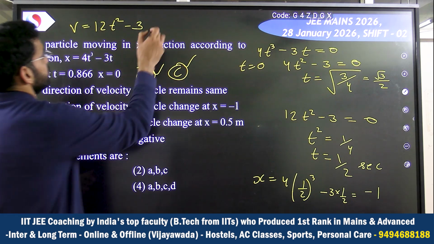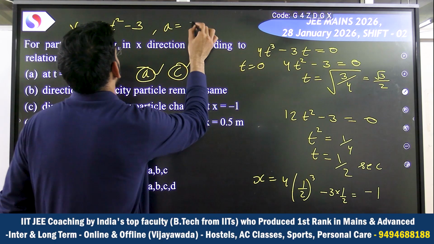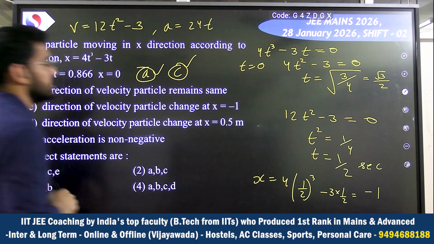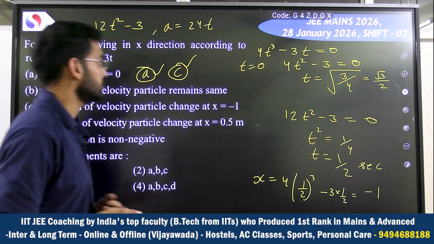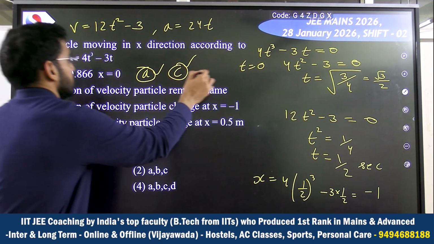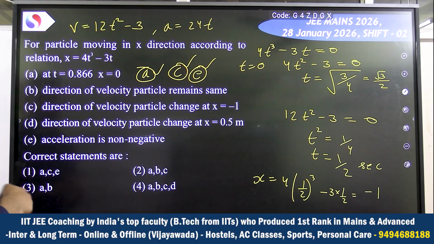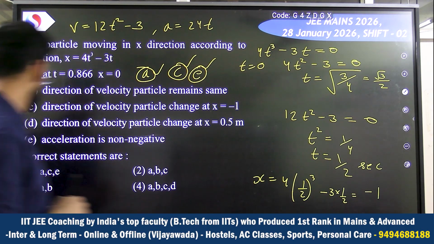For acceleration, if you differentiate this, what will come? 12 to the 24t, right? So this is non-negative. At t equal to 0, it is 0, but after that it is always positive, right? So acceleration is non-negative, that is also correct. Okay. So I think A, C, E. First option. Got it?